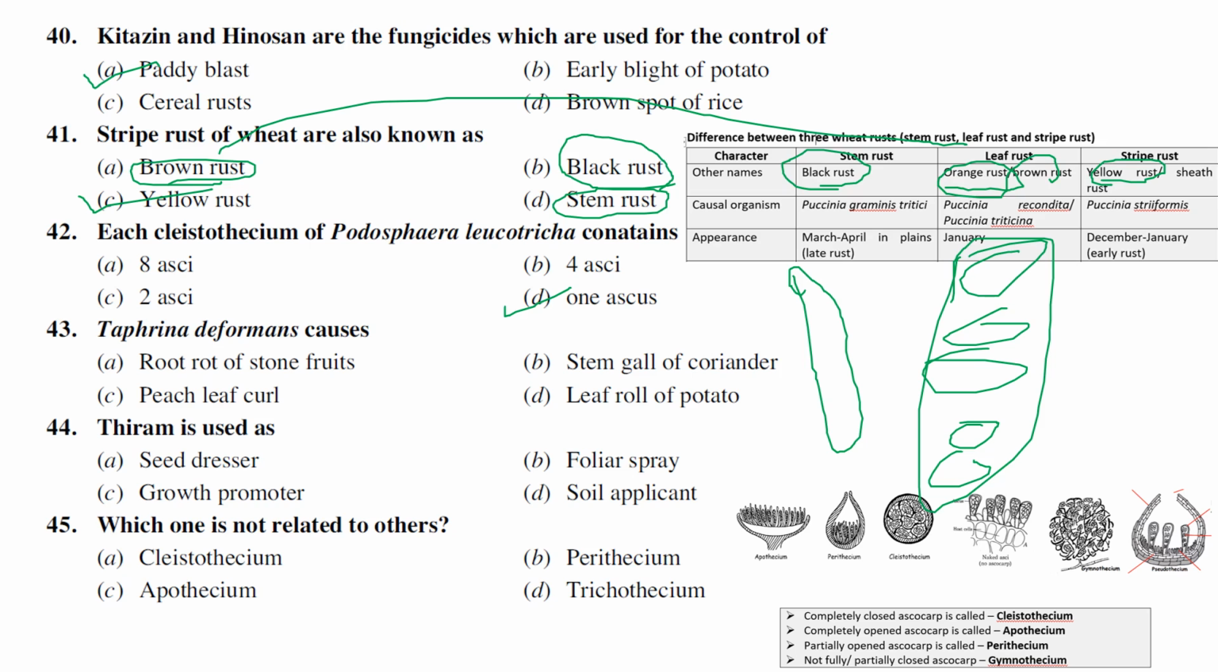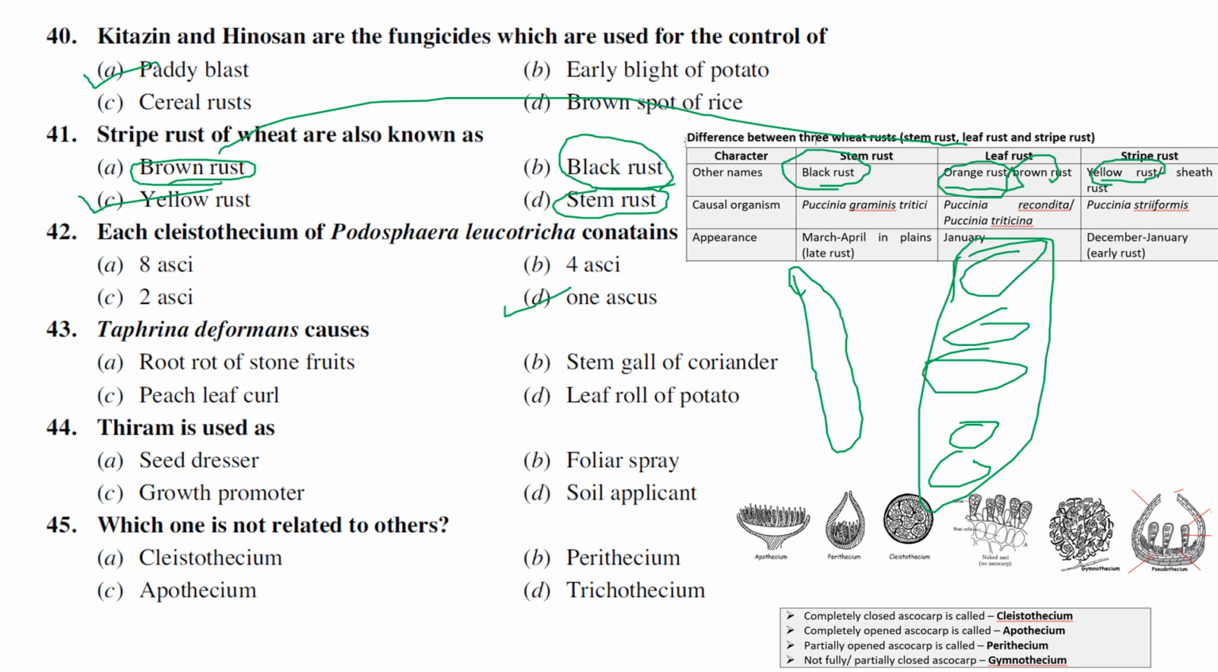But there is a fungus called Podosphaera leucotricha, which generally causes powdery mildew of apple, I think. This pathogen produces only one ascus. The ascospores are packed inside the ascus. Okay, each ascus of the Ascomycota group generally contains 8 ascospores.